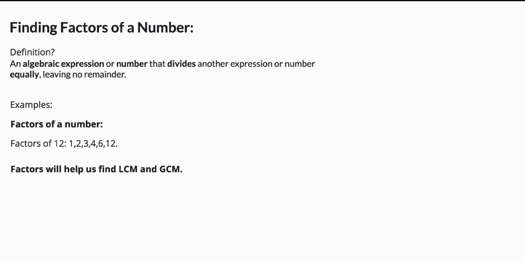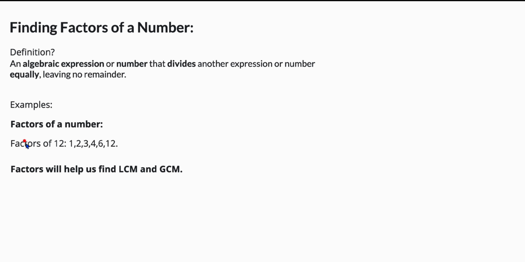Today I'll be talking about how to find factors of a number. So, quick definition of what factors of a number are. The definition is an algebraic expression or a number that divides another expression or number equally, which leaves no remainder. Now in the definition, it talks about algebraic expressions. We're not going to be focusing on any algebraic expressions in this video. We'll be talking about that in the future. But we're going to focus on finding factors of a number.